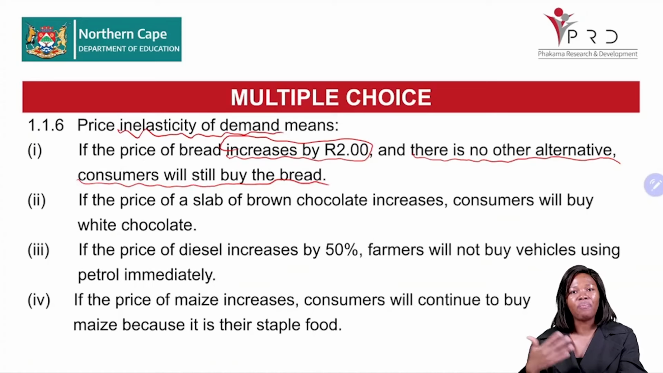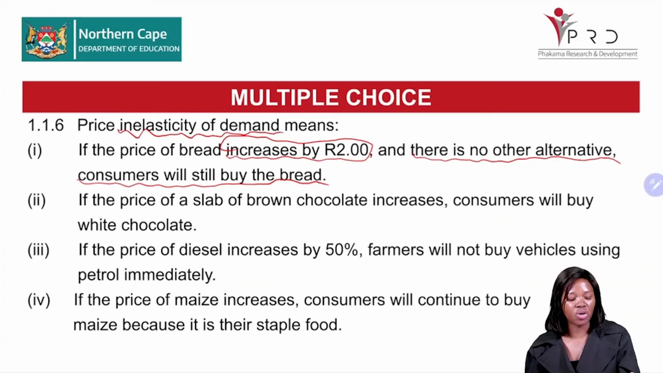The consumers are still buying the bread. That is price inelasticity. There was no change in demand. An increase in price resulted in no change in demand. That is inelasticity. There is no expansion or contraction. There was no change. When something is elastic, it changes. But when something is inelastic, it does not change shape. It does not change at all.